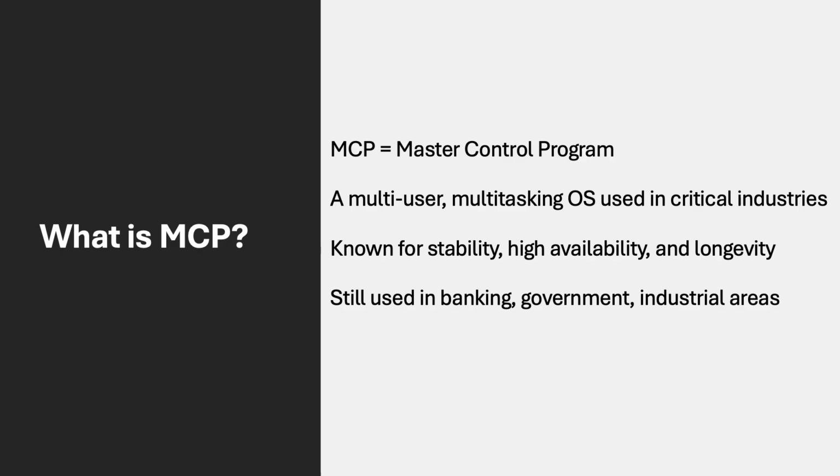So, what exactly is MCP? MCP stands for Master Control Program, and it's an operating system used primarily in high reliability environments. Think banking system, government services, and industrial steps. It was developed decades ago, but is still in use today because of how stable and secure it was considered at that time. Think of it as a legacy system, kind of like that old car that still runs perfectly, but doesn't have airbags or Bluetooth.